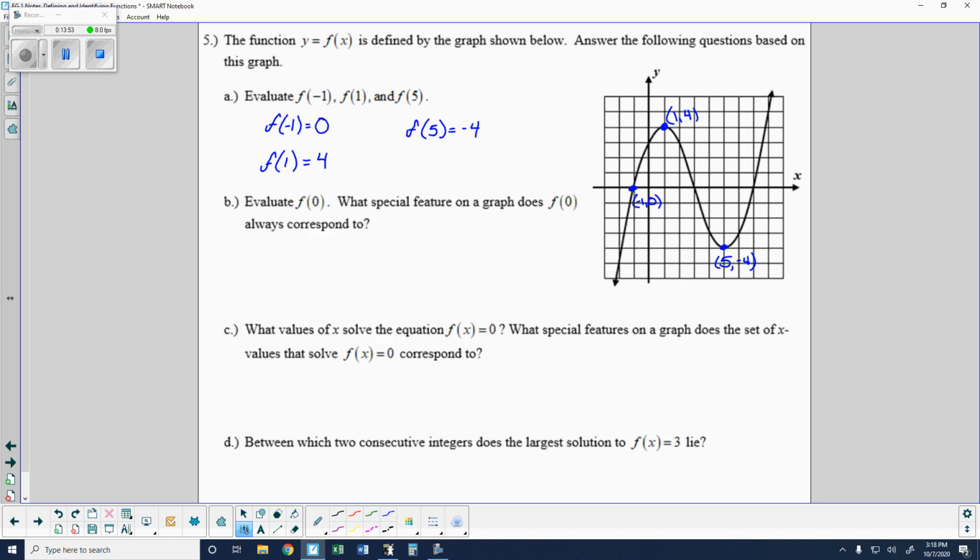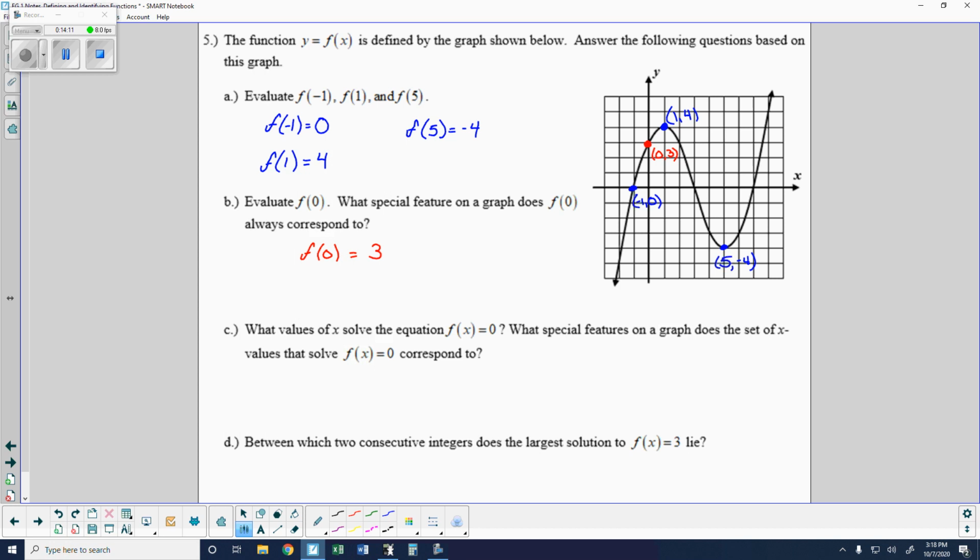Now let's take a look at B. It says evaluate f of 0. Same concept. F of 0 would be an x value that's 0. So we can find that on the graph here, and we would have this point (0, 3). So f of 0 is 3.